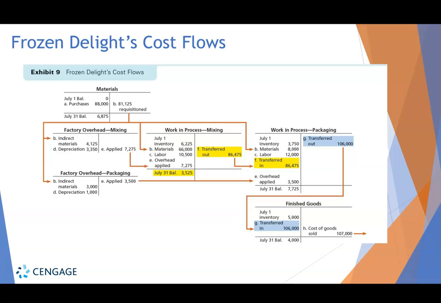This slide here shows the flow of costs for each of these transactions. The highlighted amounts were determined from assigning the cost in the mixing department. These amounts were computed and are shown in the bottom of the cost of production report for the mixing department. Also, the highlighted amount transferred out of the packaging department to finished goods would have also been determined from a cost of production report for the packaging department.